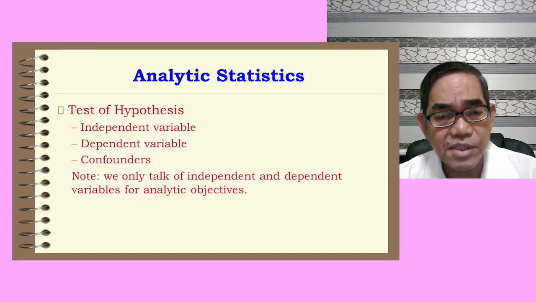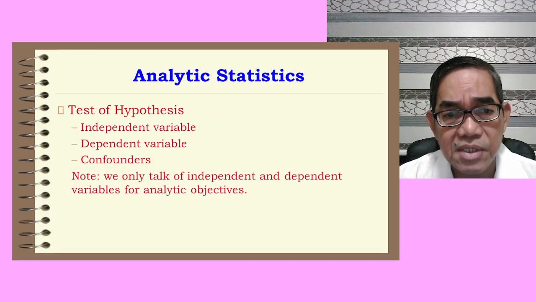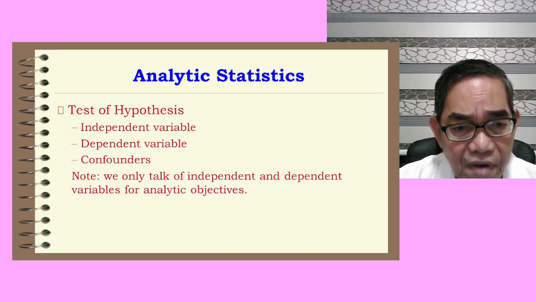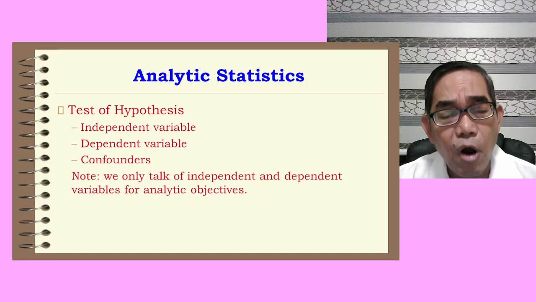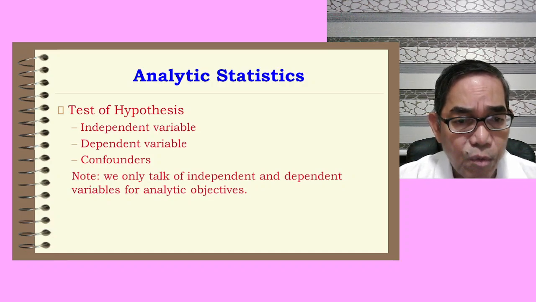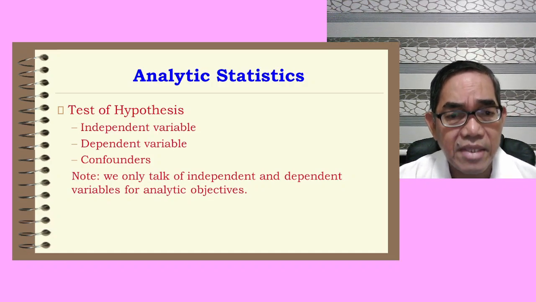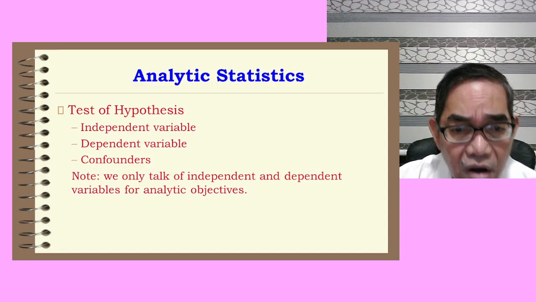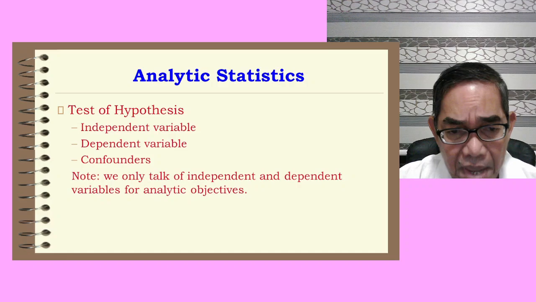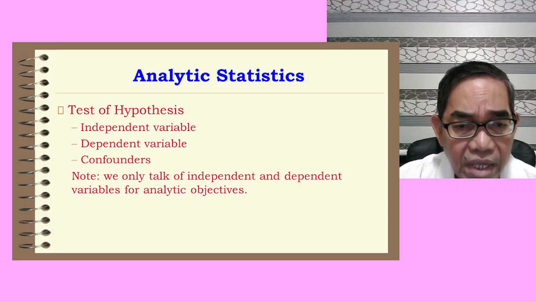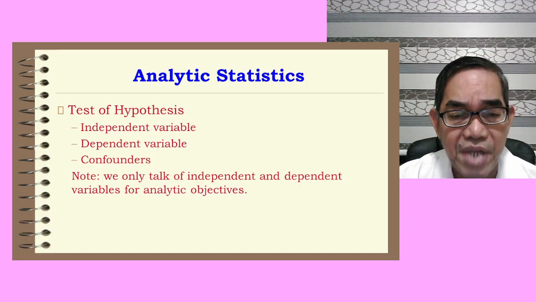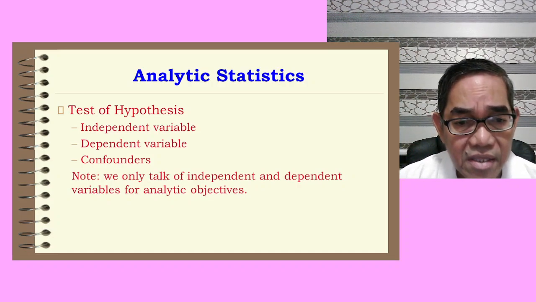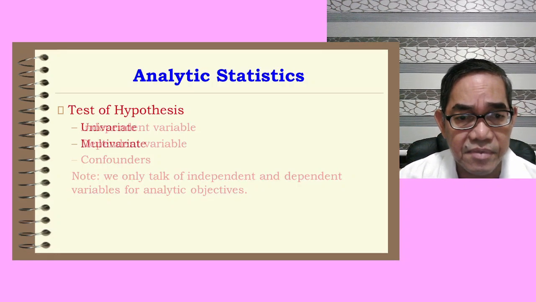Okay, let's move on to analytic statistics for analytic objectives. So we use the test of hypothesis. And when we talk of test of hypothesis, we have the independent and the dependent variables. And we can also talk of confounders. When we talk of independent and dependent variables, we are talking of an analytic objective. We can only talk of dependent and independent variables in analytic objectives.